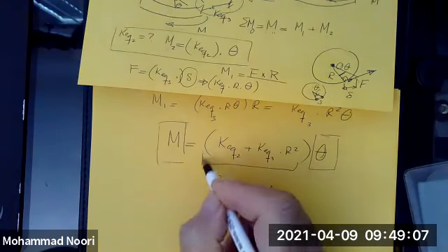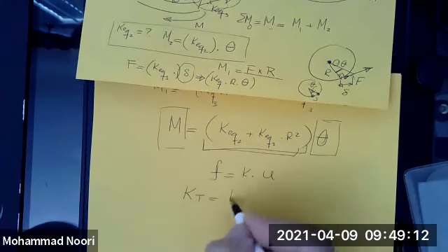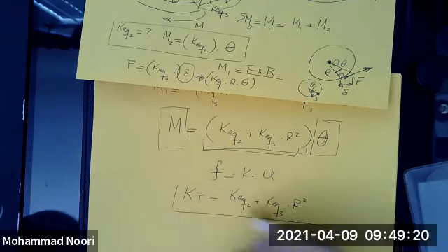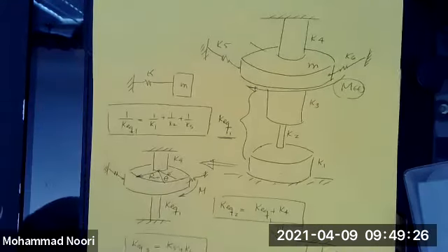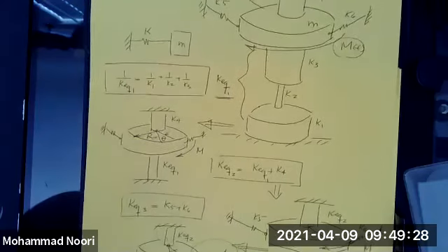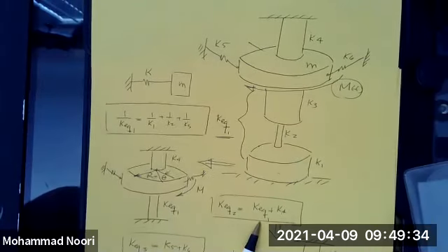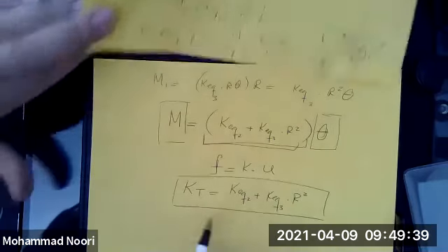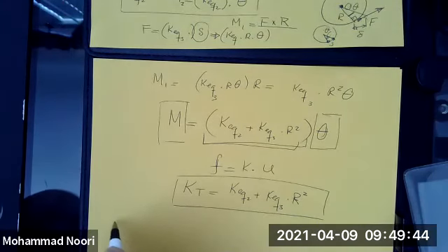What is this? This is the total stiffness. So the total stiffness would be K equivalent 2 plus K equivalent 3 times R squared. Of course, you need to substitute for these values. K equivalent 2 was the equivalent stiffness we found for this, which was K equivalent 1 plus K4. This was K equivalent 1. I didn't substitute those. You can do that and find the actual final answer, but that's how you solve that problem.